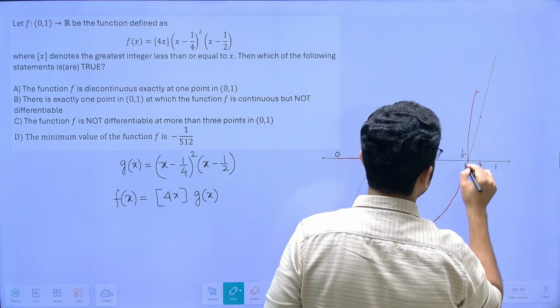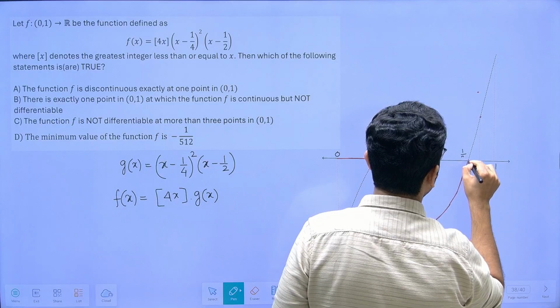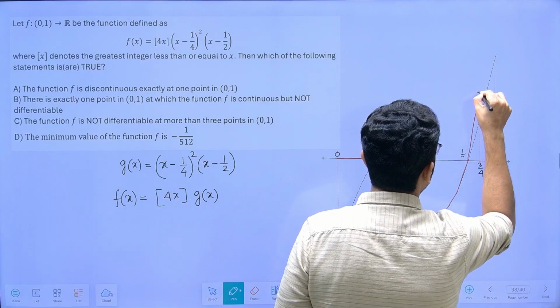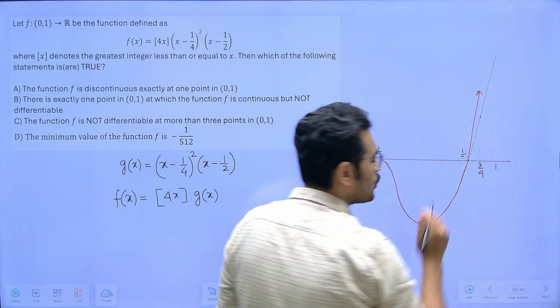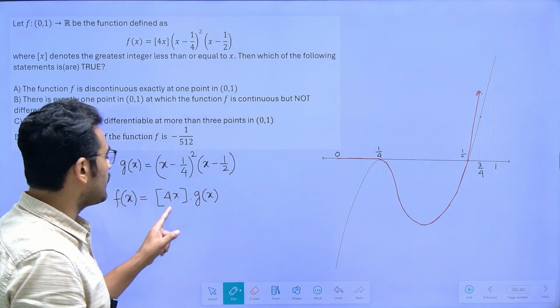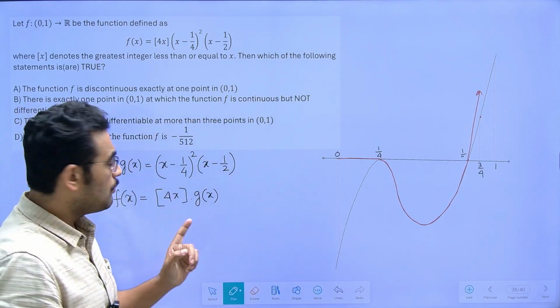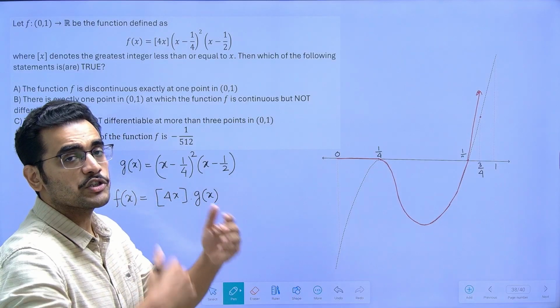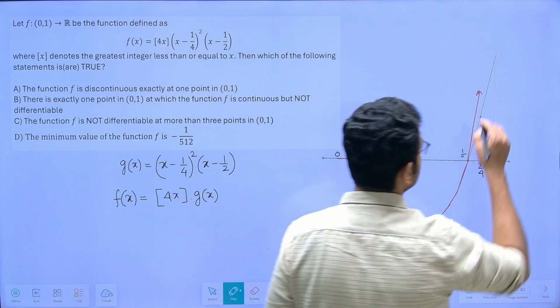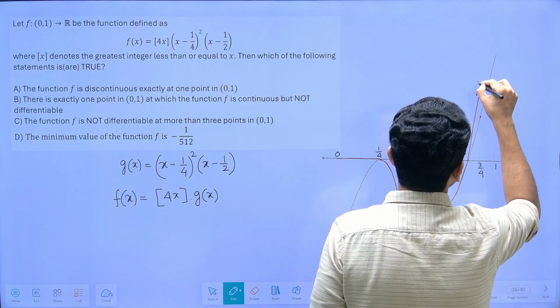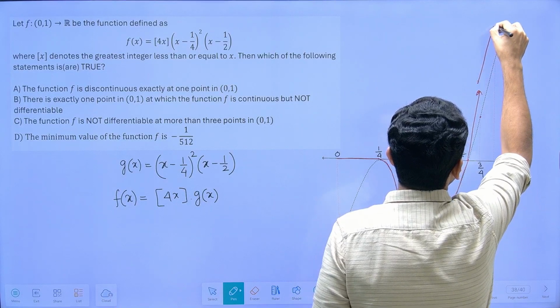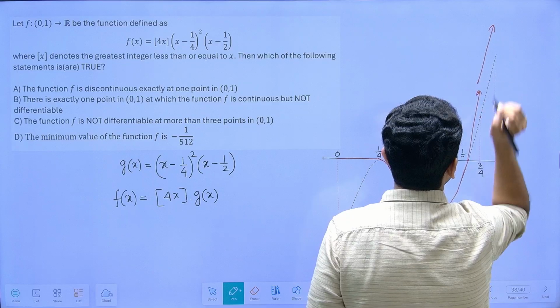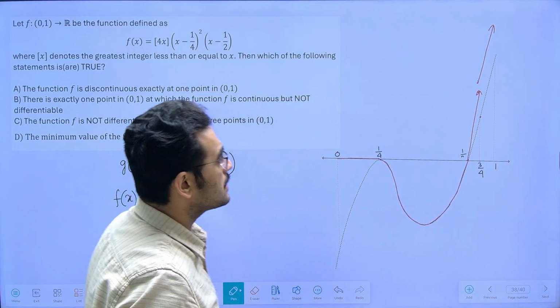Okay. And then 3/4 to 1, 4x will lie between 3 to 4, floor value will be 3, so 3 times g(x) means all function value will now be multiplied 3 times. So there will be a sudden jump and the function value will now become 3 times. So this is the graph of the function f(x).